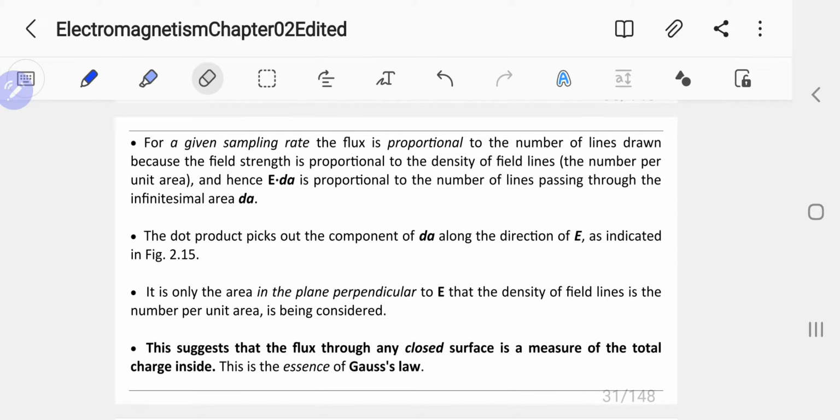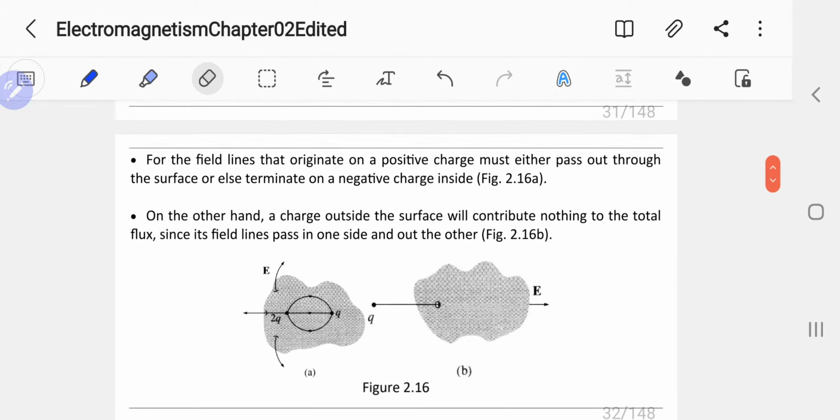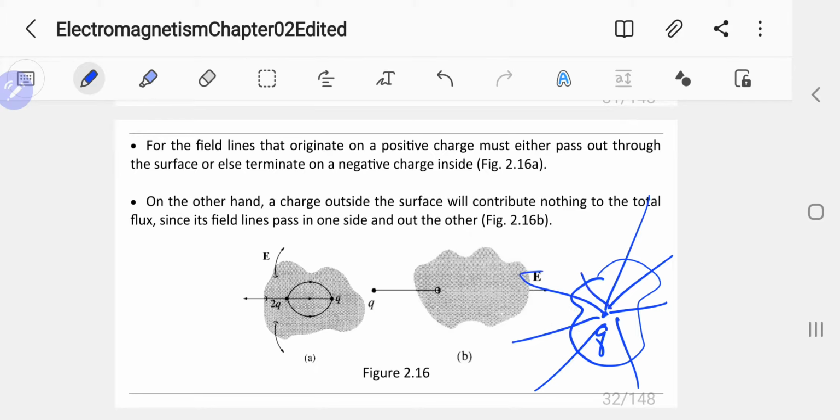The flux through any closed surface is a measure of the total charge inside. This is the essence of Gauss's law. Let's check on the figure here. If you have a charge, say Q, inside a surface, this charge will radiate electric field all over. So you can measure the total flux by integrating E dot dA for the whole closed surface. So you can get the total flux of that.